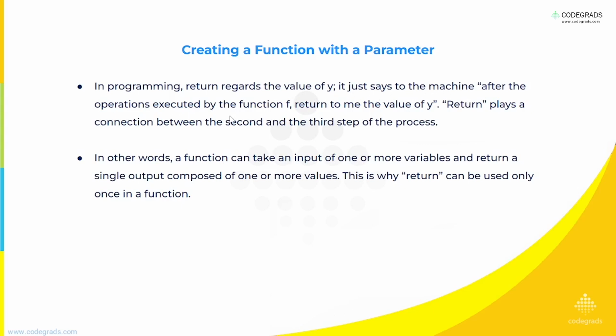Now in programming, return gives back the value of y. It just tells the machine that after the operations executed by the function f, return to me the value of y. Return plays a connection between the function and the final step of the process. In other words, a function can take an input of one or more variables and return a single output composed of one or more values, and this is why return can be used only once in a function.